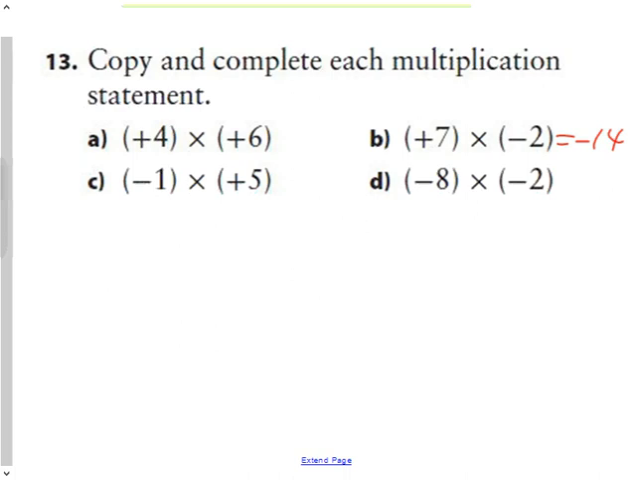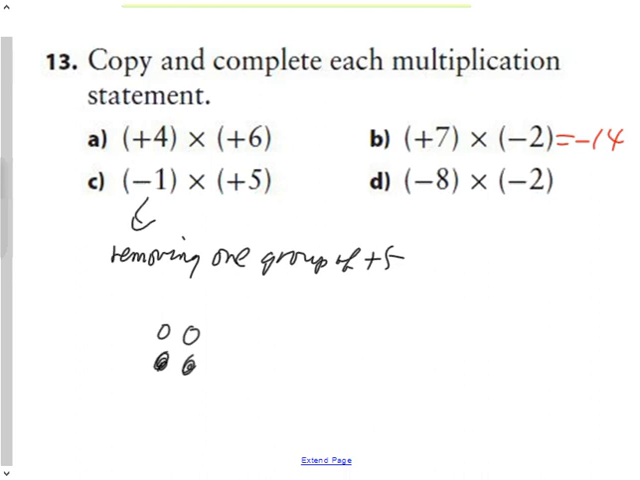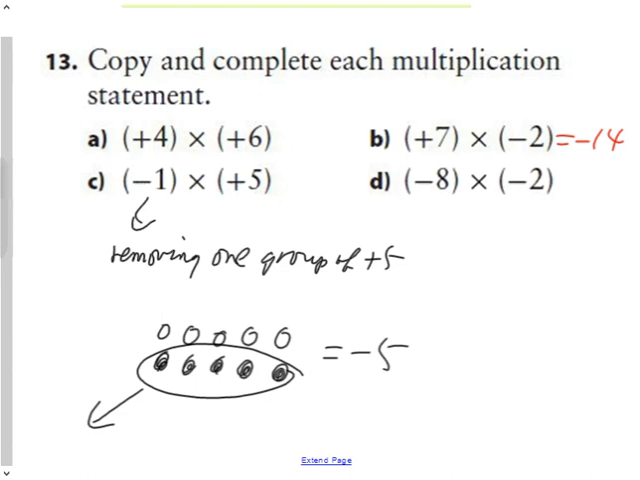Question C says -1 times +5. So again, we want to have removing, that's what the negative symbol tells you, how many groups you're going to remove. One group of +5. So if I think about, again, this is temperature molecules in a room. If I was to remove one group of +5, I would end up with a -5, right? Removing one group of +5 would result in -5 being left over.